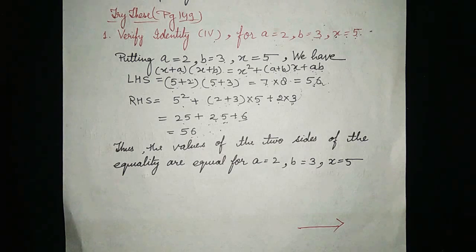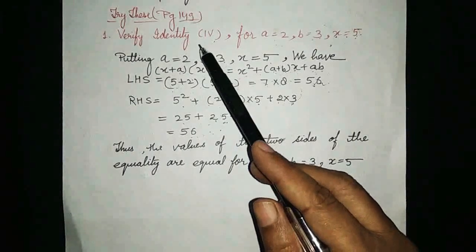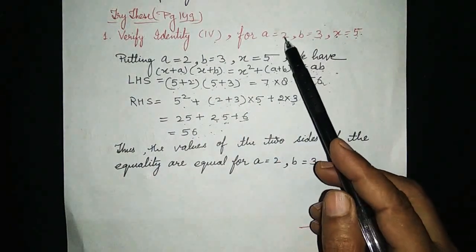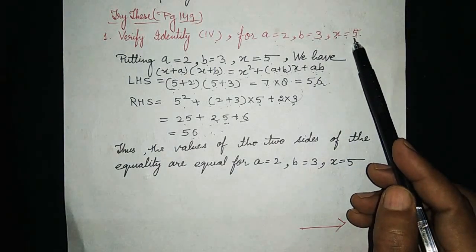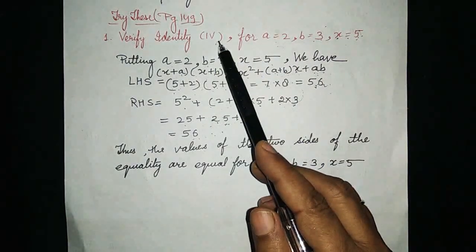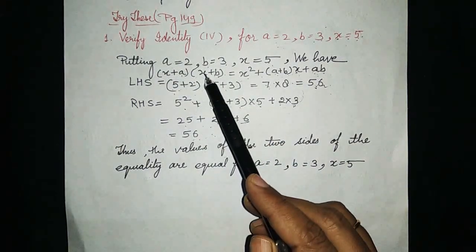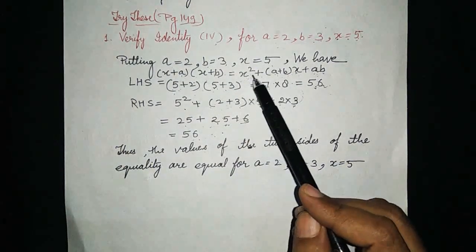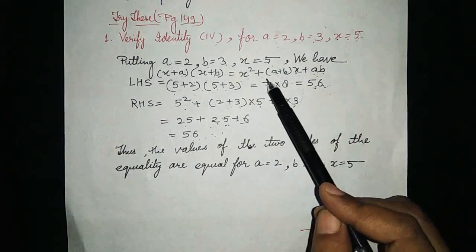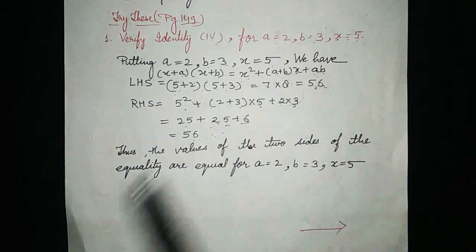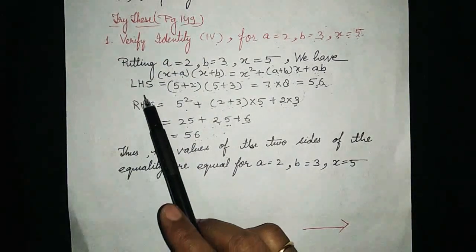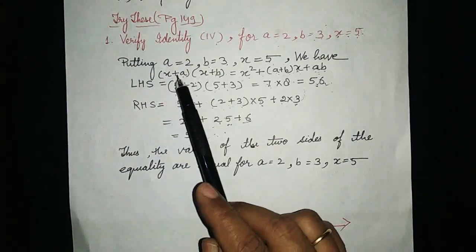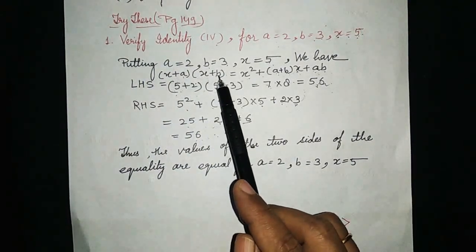Now see the try these of same page number. The question is verify identity fourth for a is equal to 2, b is equal to 3 and x is equal to 5. We know that identity fourth is (x plus a) into (x plus b) is equal to x square plus (a plus b) whole multiplied by x plus ab. So to verify it, first we will take left hand side, and left hand side is (x plus a) into (x plus b).